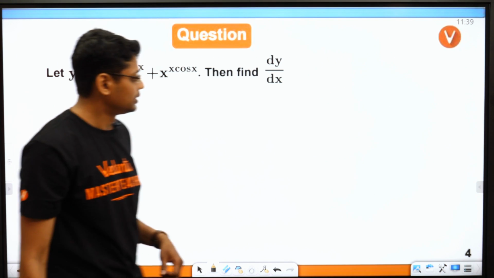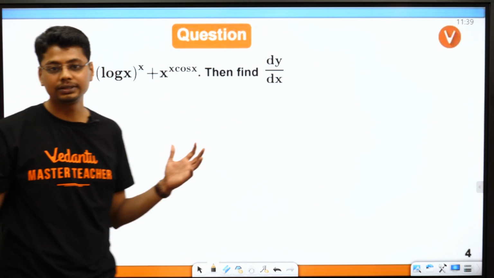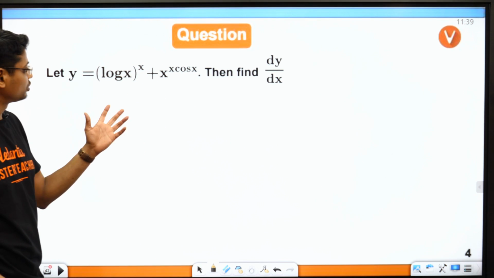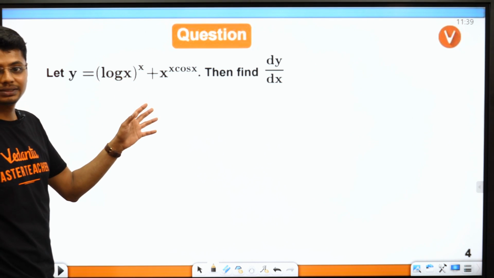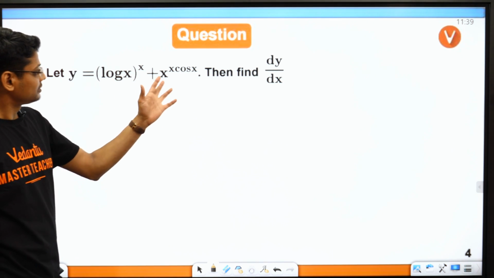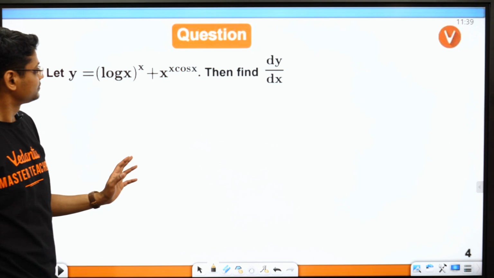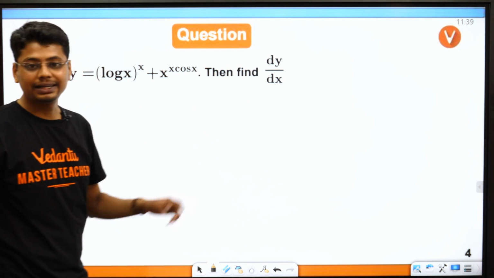Next question. Now these are the typical questions that you are likely to face in boards exams. Let y equal to log x to the power x plus x to the power x cos x, and we have been asked to find dy by dx.